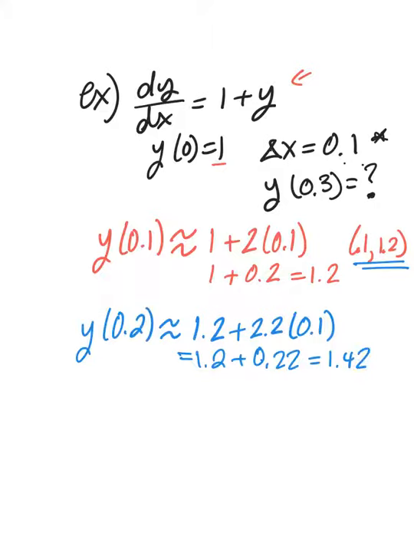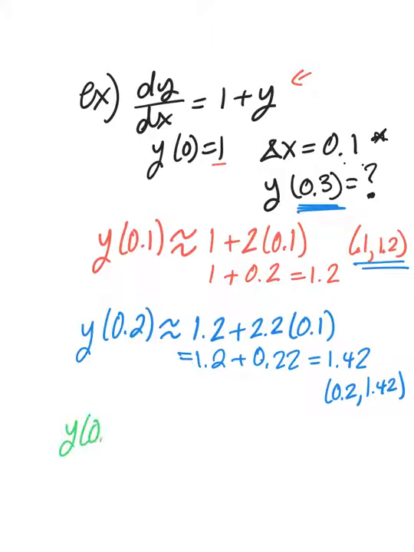So now this is my new point, x is 0.2, my y is approximately 1.42. So I'm at 0.2, but again, where did I want to end? I wanted to end at 0.3, so that means I've got one more of these to do, doing Euler's method 3 times. Tangent line on a tangent line on a tangent line.